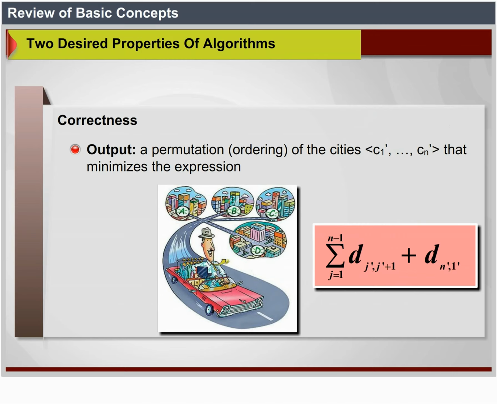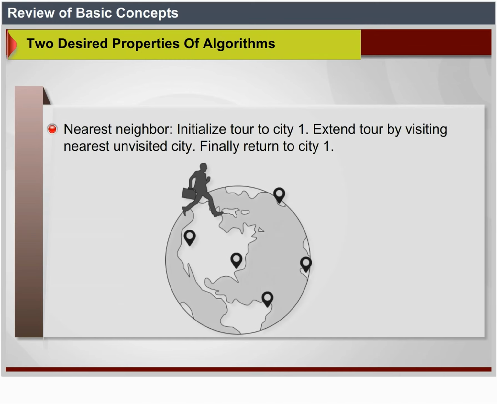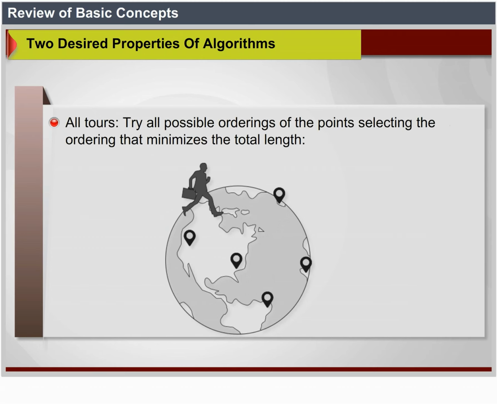Which of the following algorithms is correct? Nearest neighbor: initialize tour to city 1, extend the tour by visiting the nearest unvisited city, finally return to city 1. All tours: try all possible orderings of the points, selecting the ordering that minimizes the total length.